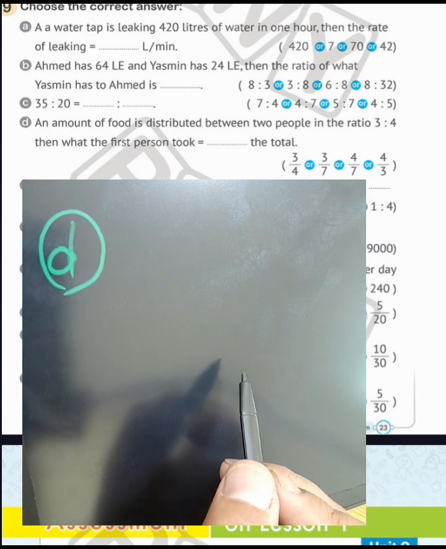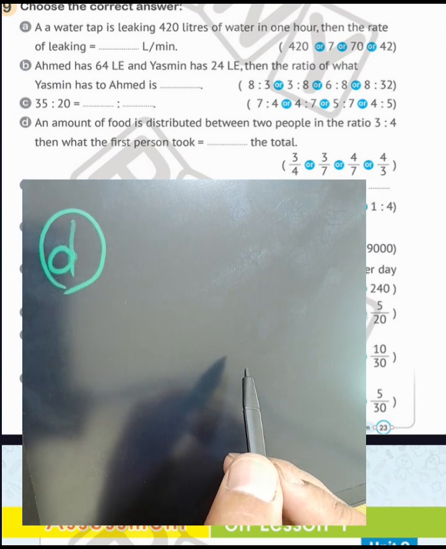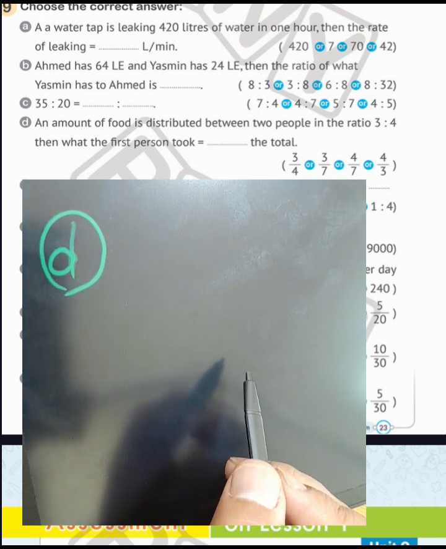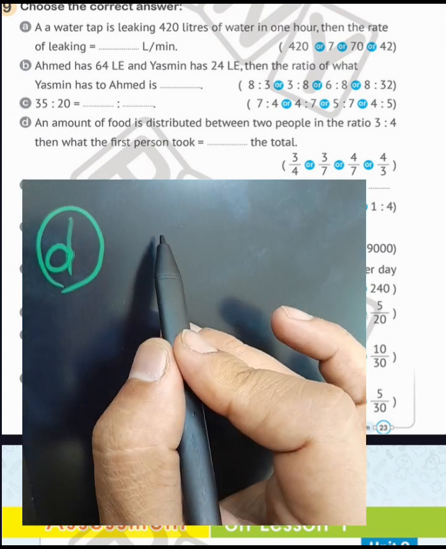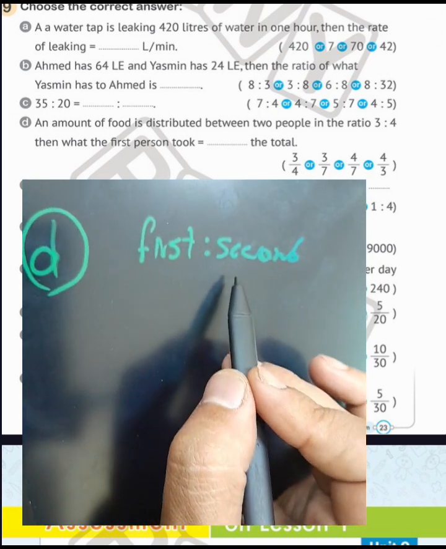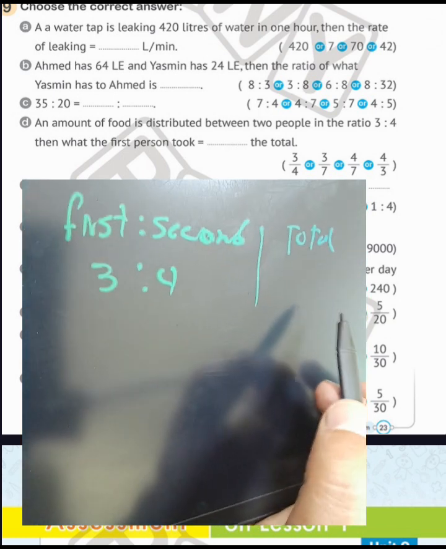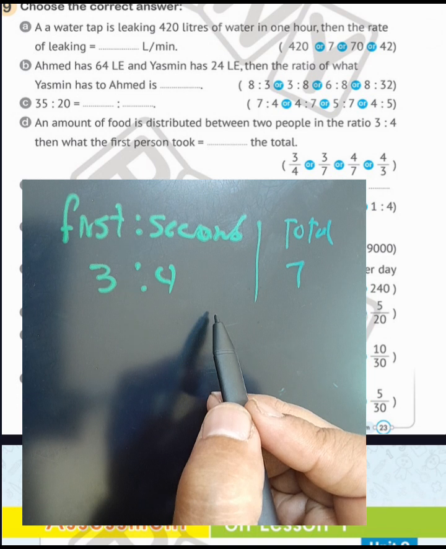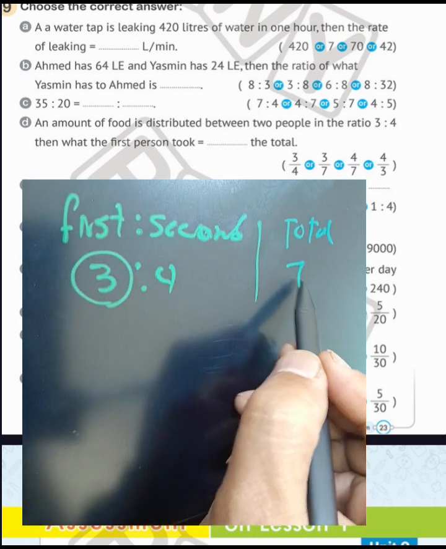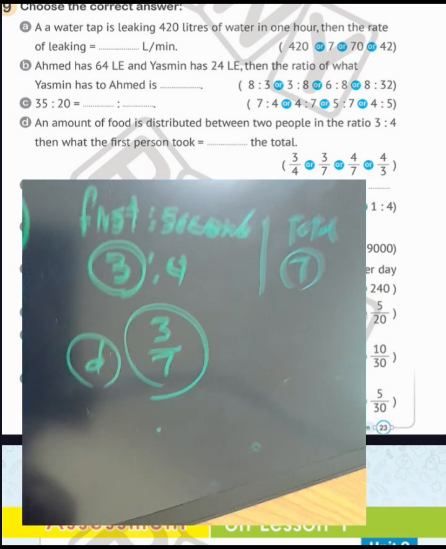An amount of food is distributed between 2 people in the ratio 3 to 4. What did the first person take? They give us the ratio between first and second, it will be 3 to 4. And we know the total between them is 7. Then, what did the first person take? 3 from 7. The result will be 3 over 7. It's the result of question letter D. 3 from 7 parts. Next question letter E.